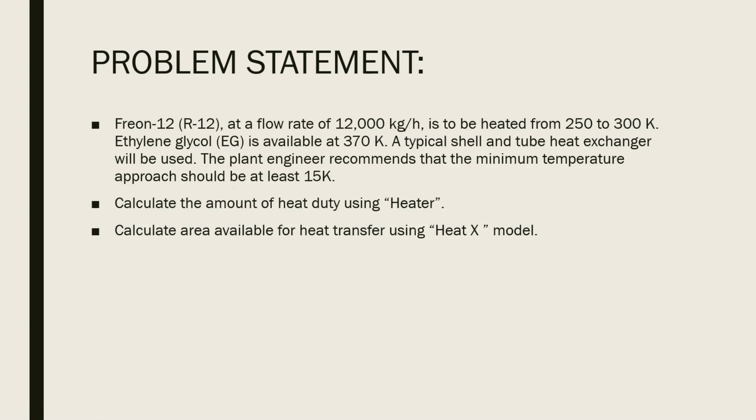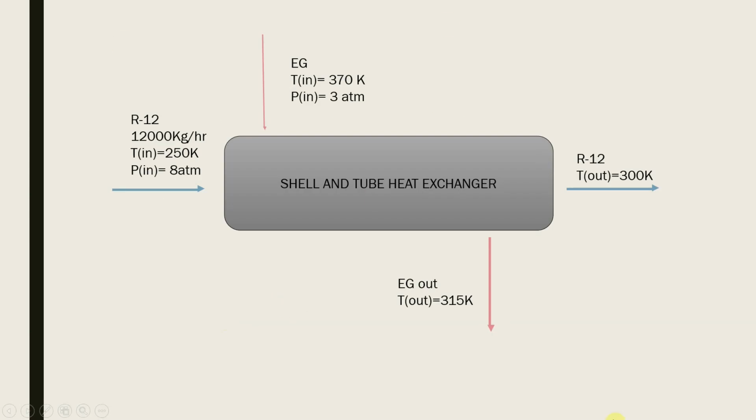We will be using a typical shell and tube heat exchanger. Also, the minimum temperature approach should be at least 15 Kelvin. So, calculate the amount of heat duty using heater and calculate the area available for heat transfer using Heatex model in Aspen Plus. Problem statement can be represented like this. So we can see that Freon 12 has more defined operating conditions. So we will be using this particular stream to calculate heat duty using heater model in Aspen Plus.